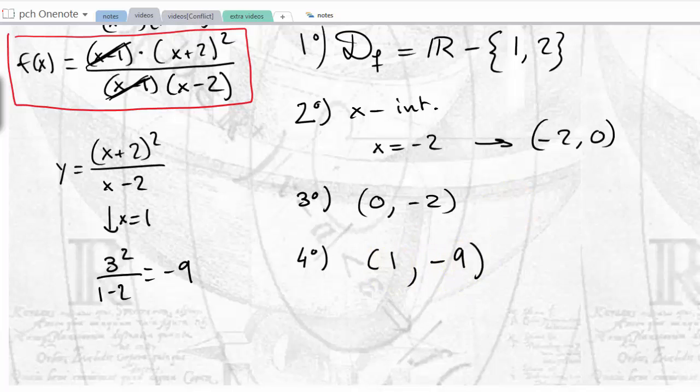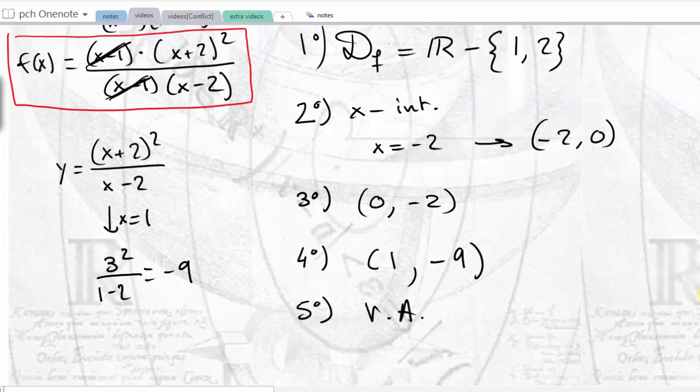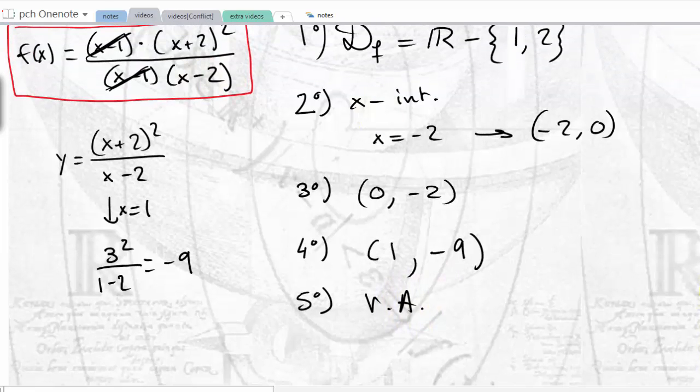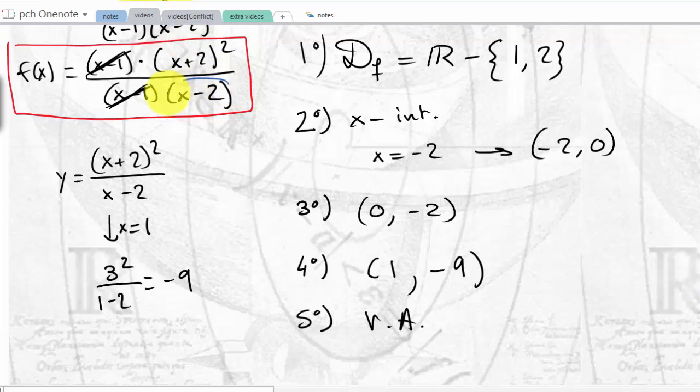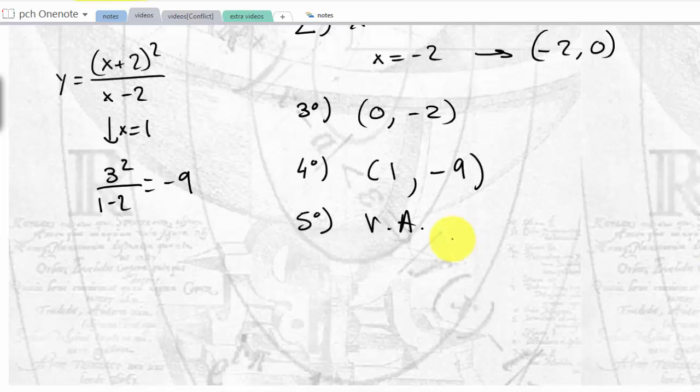Am I missing something here? What's the next step? Okay, vertical asymptotes. I was forgetting vertical asymptotes. Vertical asymptotes, denominator equal to 0, but not the numerator. So there's only one place. It's right here, x equals 2. Vertical asymptote is going to be x equals 2.